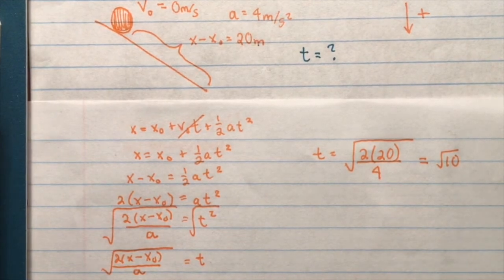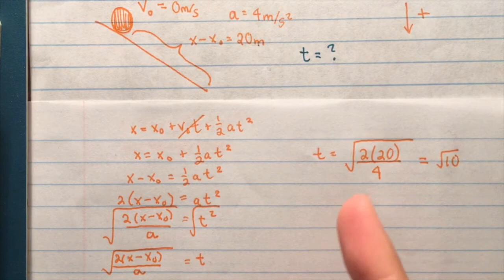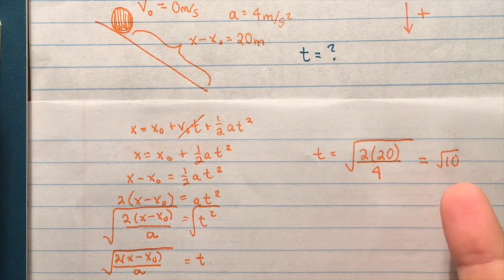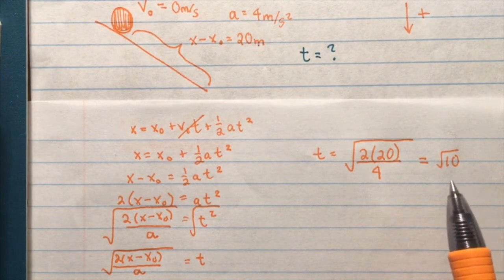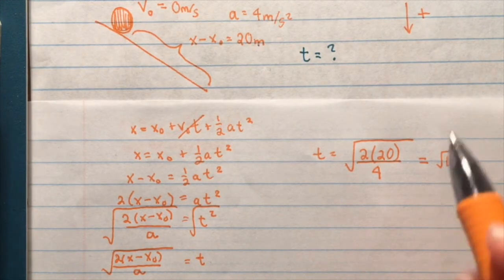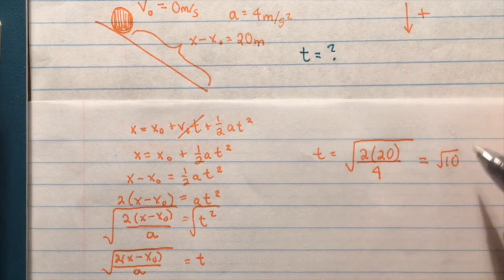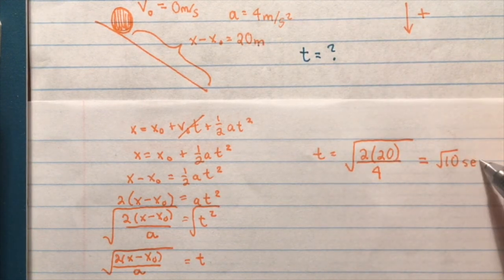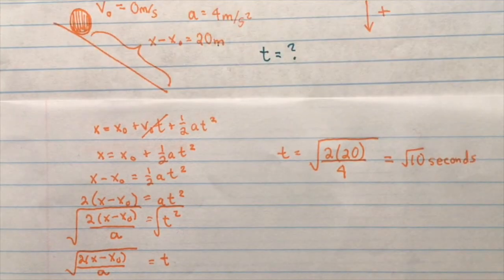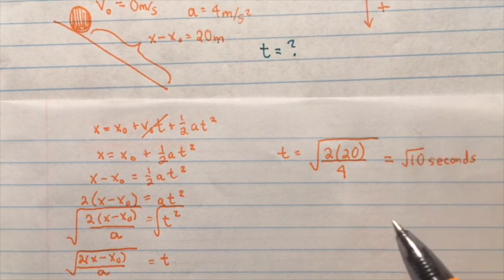And so we're done. Haha, no, this is the wrong answer because I don't know if this is root 10 potatoes, root 10 skateboards, root 10 iguanas. You have to tell me what this is. What I'm trying to say is you need units. So this is a time, and time is measured in seconds. Okay, so we have a numerical answer.